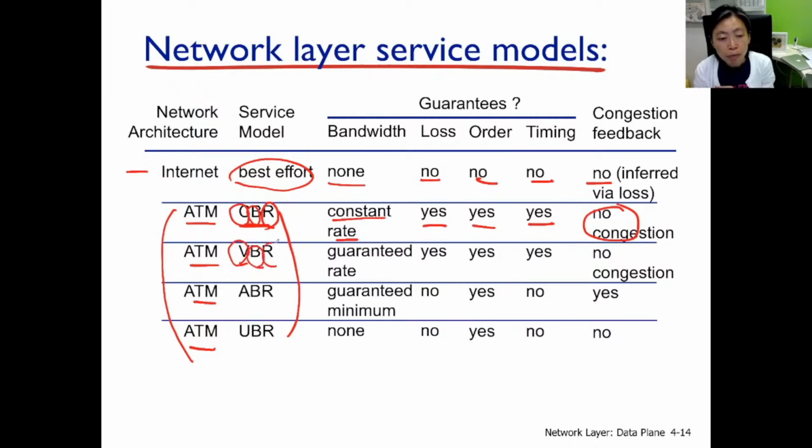Variable bit rate service. This is guaranteeing the maximum bandwidth required by a variable bit rate data stream. So there's no loss because we are guaranteeing up to the maximum rate, right? Packets arrive in order, there's no delay as well, no congestion. So you see here, these two are highly guaranteeing everything, but one is for the constant data stream, and this one is for the variable rate data stream.